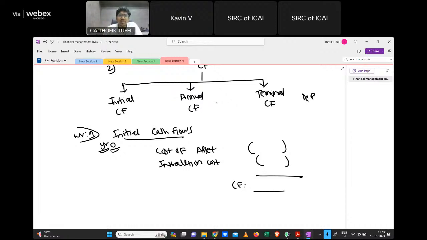One is the depreciation adjustment. Then we have the tax adjustment. Then we have the working capital adjustment. All these 3 adjustments I will discuss once after I complete this cash flows part.